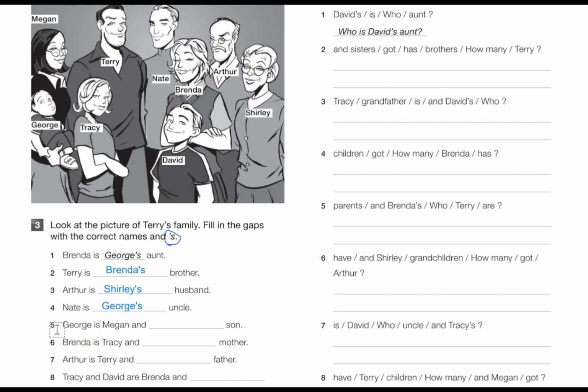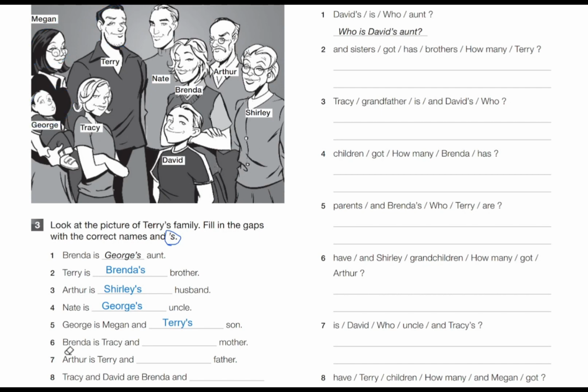Right. Number 5, George is Megan and son. So George is the son of Megan and Terry. So we're going to write it down. George is Megan and Terry's son. That's it. So number 5, as you can see, we are talking about the relationship between Megan, Terry, and George.